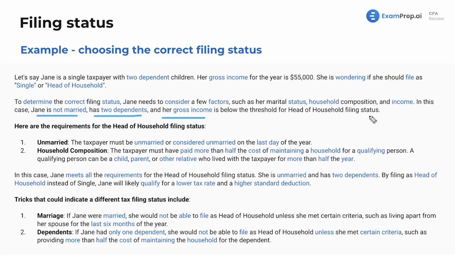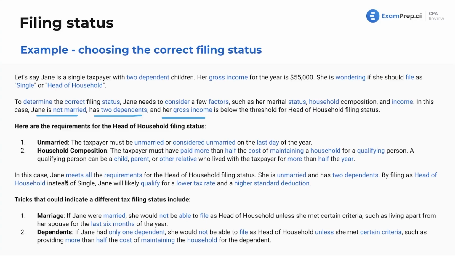Any thresholds, anything like that you need to memorize, we will have included on the lessons in the resources. Here are the requirements for the head of household filing status. The taxpayer must be unmarried or considered unmarried on the last day of the year. Lastly, the household composition. The taxpayer must have paid more than half the cost of maintaining a household for a qualifying person. A qualifying person could be a child, parent, or other relative who has lived with the taxpayer for more than half the year. Again, this will come later on in our lesson. We'll talk about the criteria for those.